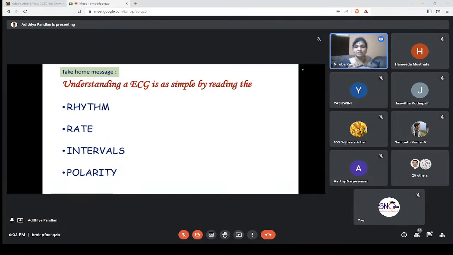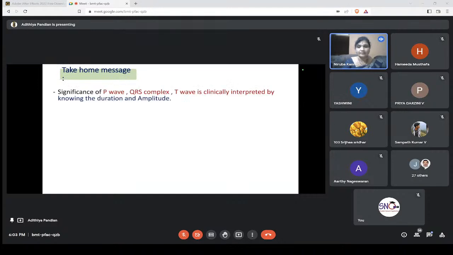Now, the waves can be positive or negative. It will be in the mid wave. Next slide, please. Okay, the take home message will be the significance of P, QRS, and T wave is interpreted by knowing the duration and amplitude. Unless you know the duration and amplitude, you cannot read an ECG. ST segment, PR segment. Segments are always isoelectric lines. They are read only for elevation or depression.